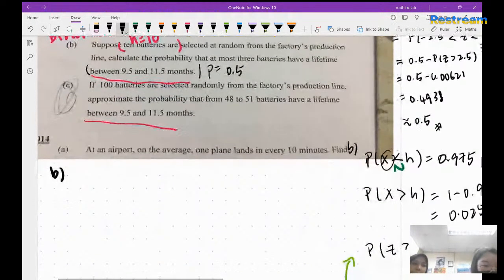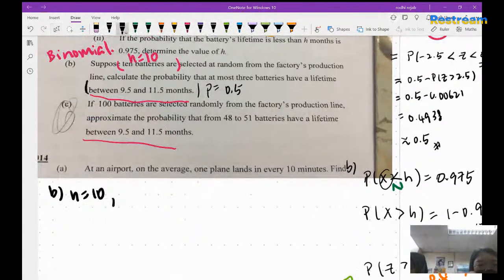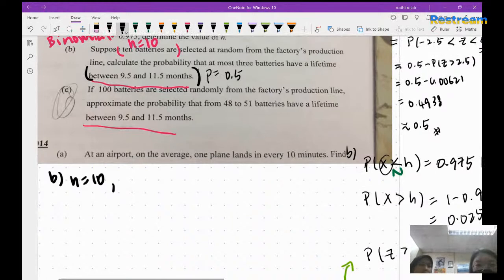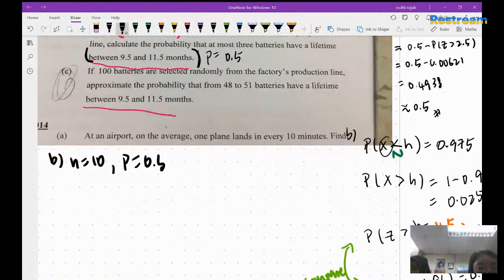Okay. So since this one is binomial, then n equals 10. Then P we use back, because of this between 9.5 until 11.5. So we use back the P. P equals 0.5.